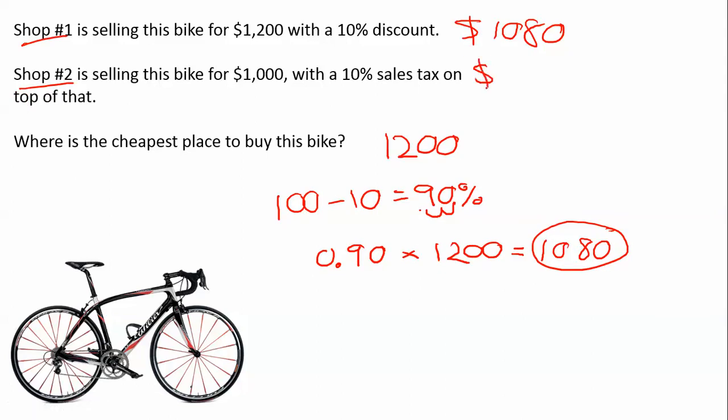At shop number 1 it's going to cost $1,080. So the correct answer here, the cheapest place to buy the bike, is at shop number 1. So that's how you do that kind of question.